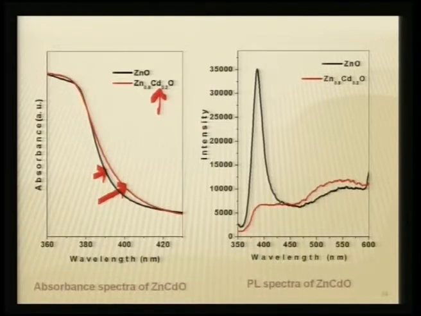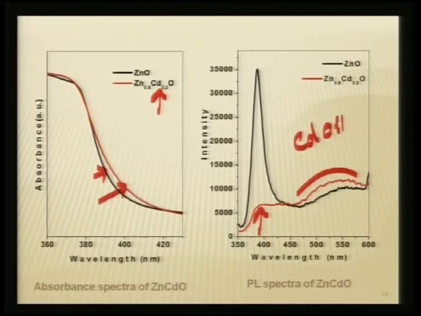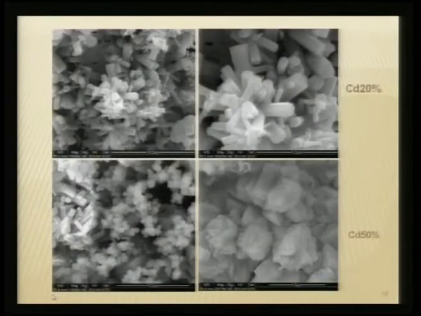And the PL of this cadmium alloyed powder seems to have the same effect as that of magnesium oxide, where your band to band emission is almost killed, and surface defect induced emission seems to predominate. This could actually happen mainly because of the cadmium hydroxide coating that may be present.